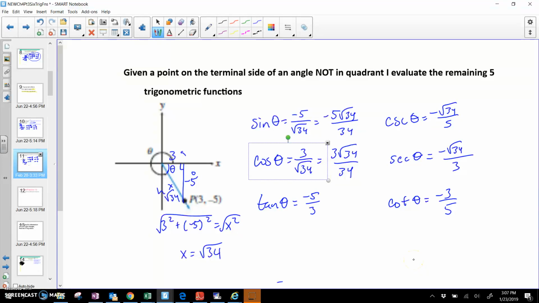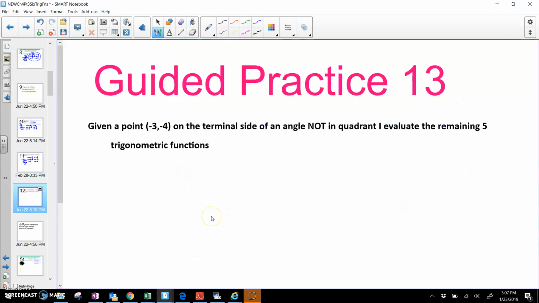Again, I didn't talk about it on the last one, but these signs should make sense given the quadrant. We know that in this quadrant, cosine is positive, sine is negative, and tangent is negative. So that should match with these functions as well. And you'll see that sine and tangent are both negative, cosine is positive, and therefore the reciprocal signs would always match. All right, once again, I would encourage you to pause the video and try guided practice number 13.